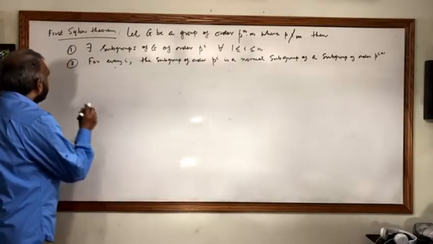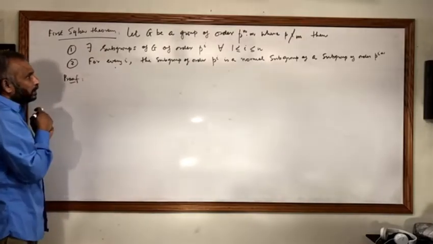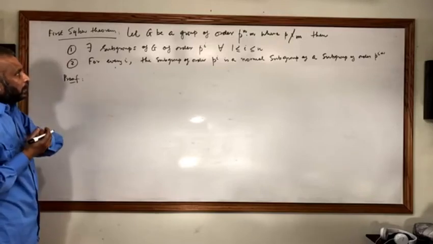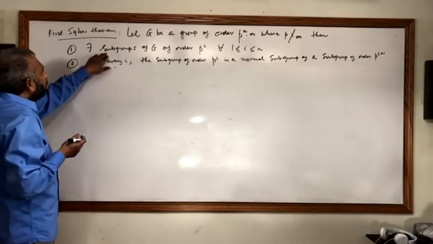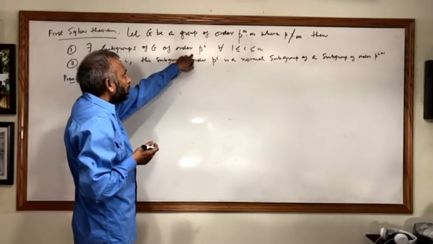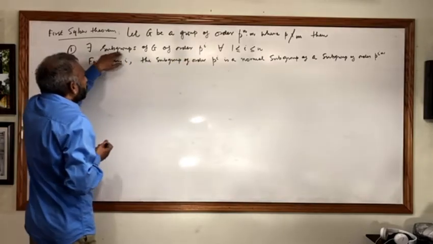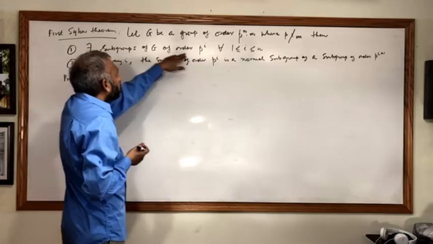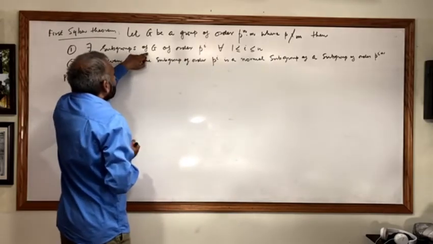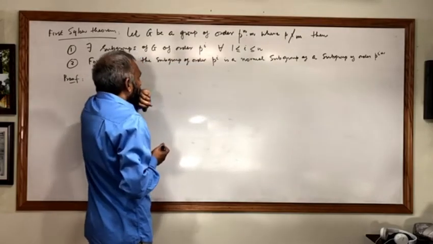Now let us prove this theorem. The proof is not very complicated. It uses previous results. The first part of the proof is done using mathematical induction, meaning that we are going to show that there exists a subgroup of G of order p, where i is equal to 1. Then we'll assume that there is a subgroup of order p to the power of i where i is strictly less than n. Then we'll show that there exists a subgroup of order p to the power of i plus 1.